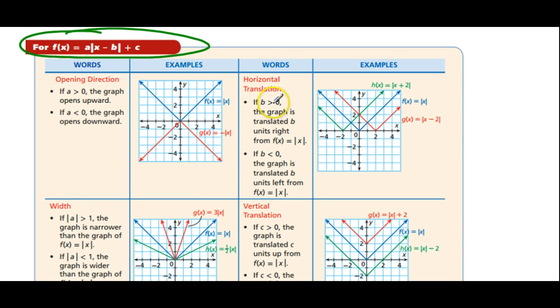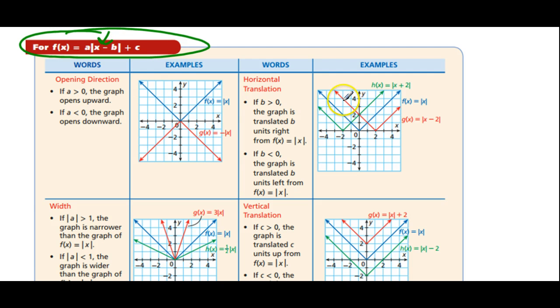Okay, your B value is inside the absolute value with your X, and it is basically subtracted from your X. Now, this is the tricky one. This is called your horizontal translation. This is going to slide the V left or right. It slides it the opposite way you think it would. So if this was like -2, you would think it would go 2 places to the left. It actually goes 2 places to the right because of the minus sign here.